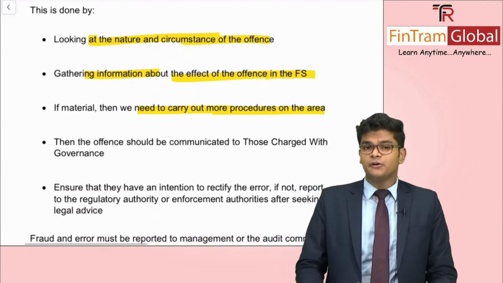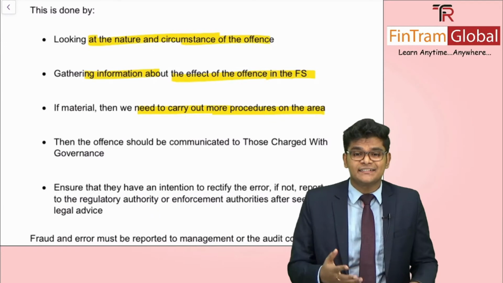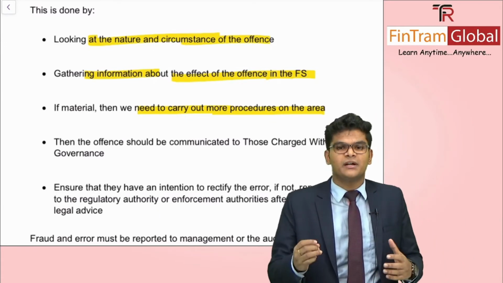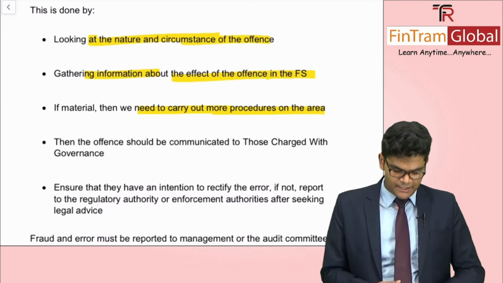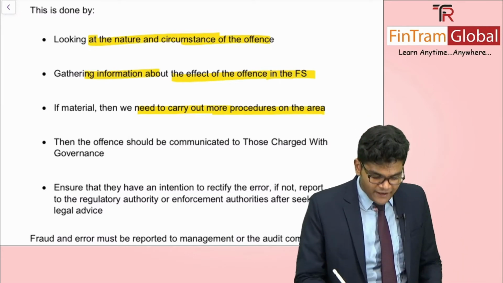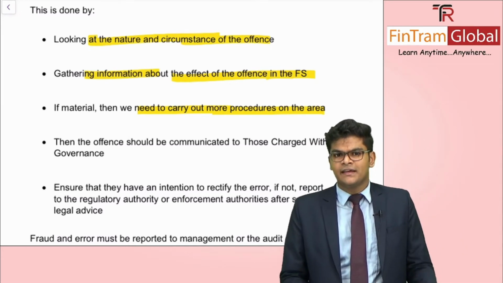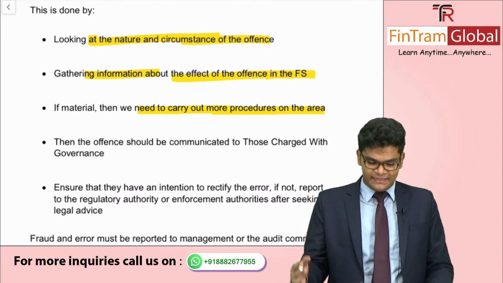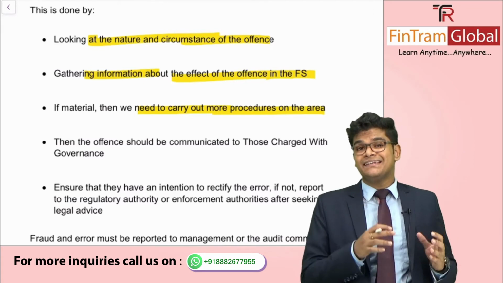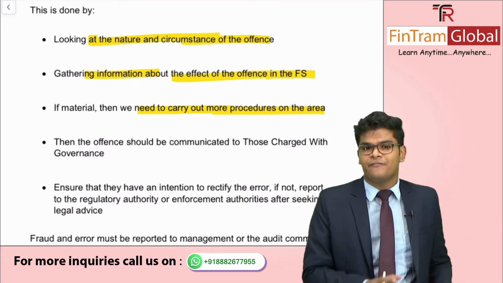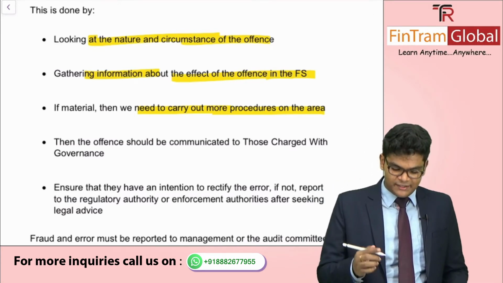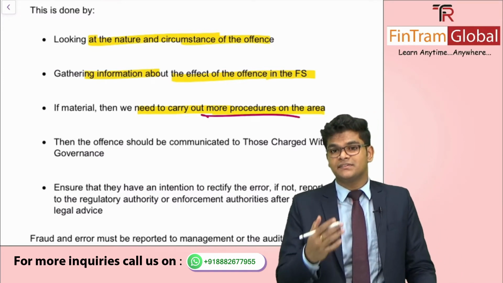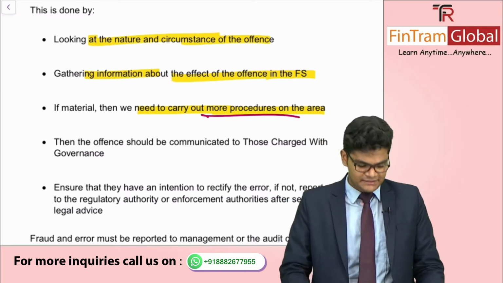First of all, we can take a look at the nature and circumstances of the offense. Okay, folks, is it a serious offense? What would its impact be? Secondly, the effect of the offense on the financial statements. Does it create an overstatement or understatement of anything? We need to look at that. Thirdly, if it is a material offense, then we need to carry out more procedures on this particular area, as simple as that.